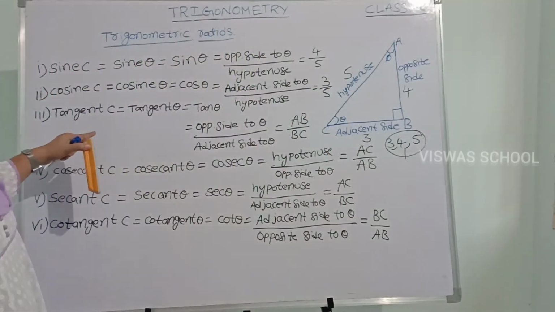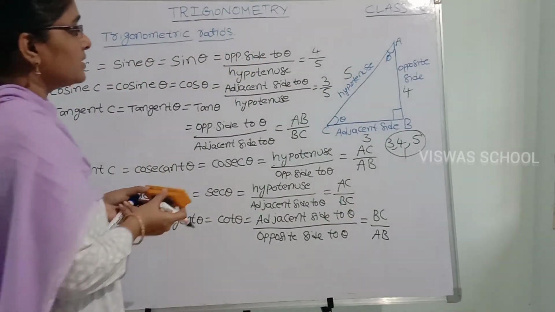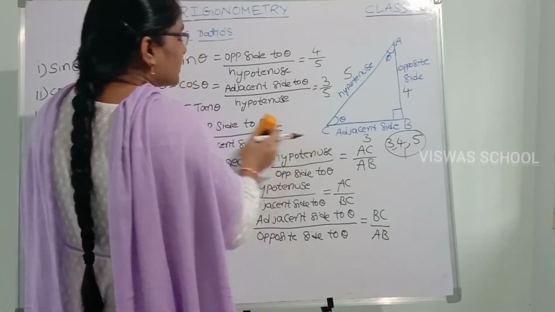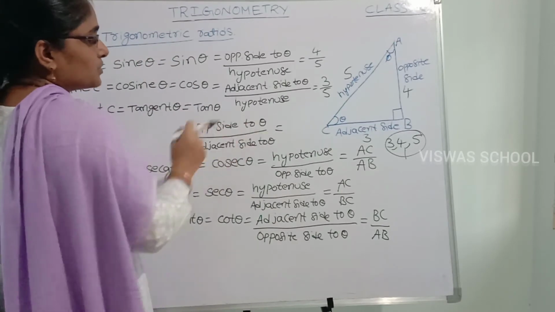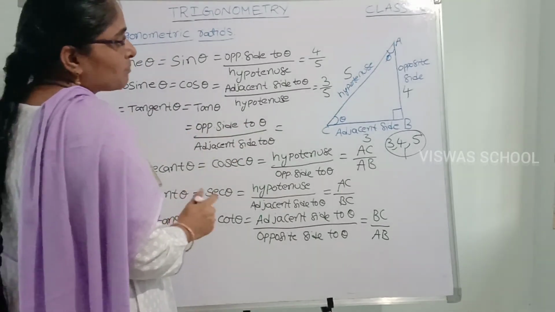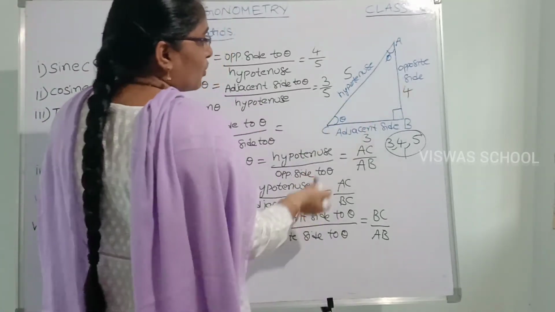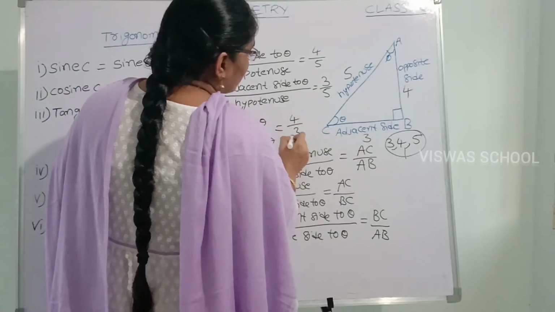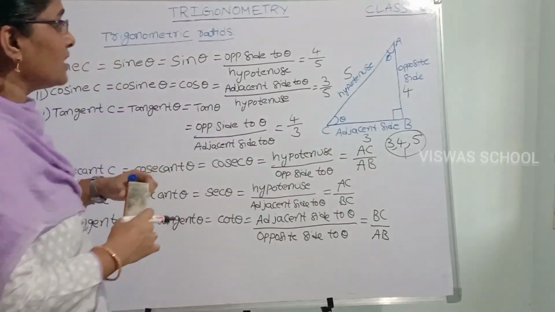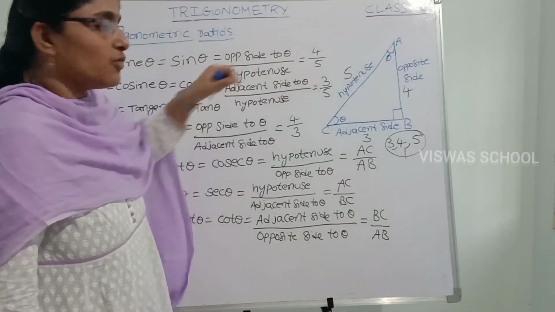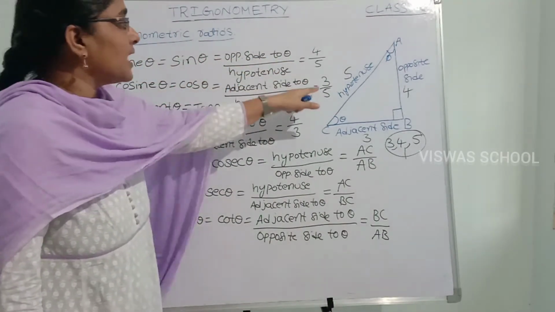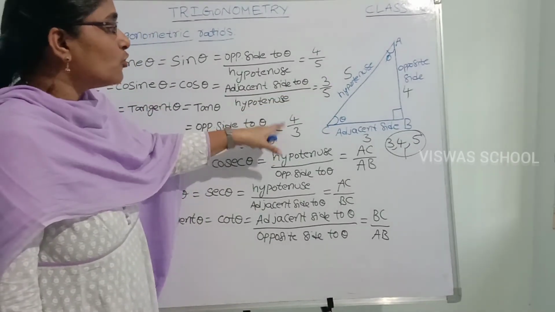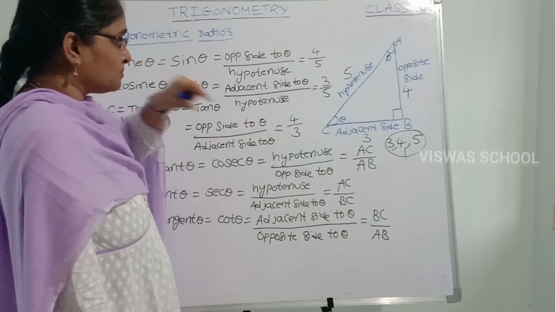Hypotenuse is what here? 5. And next one tangent, that is tan theta. This is what? Opposite side to theta by adjacent side to theta. Opposite side is what here? 4 and adjacent side is 3. That is 4 by 3. Here see once. Sin theta is 4 by 5 and cos theta is 3 by 5. And what are we getting? Tan theta is 4 by 3.